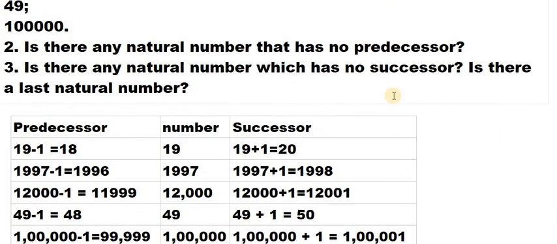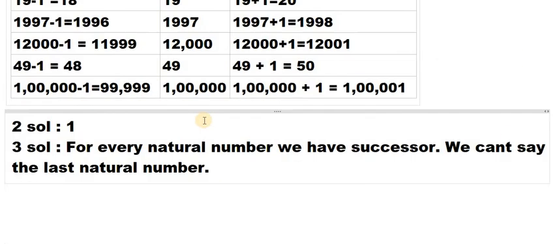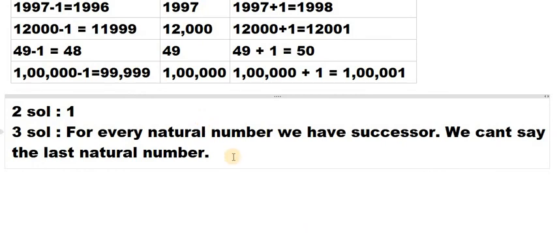Is there a last natural number? We can't say this is the last number. For example, think of 10 million. After that also we have 100 million, 1000 millions, billions, trillions. Like that we have numbers, Arabs, we have that many numbers. So we can't say this is the last number. We have numbers up to infinity.